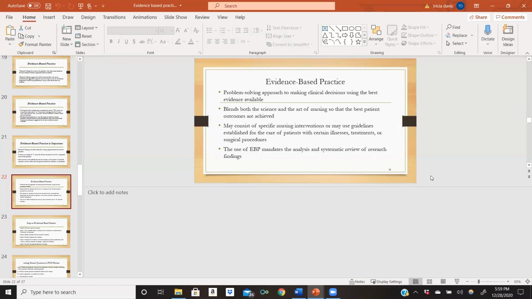Evidence-based practice is a problem-solving approach to making clinical decisions using the best evidence available. It blends both the science and the art of nursing so that the best patient outcomes are achieved. It may consist of specific nursing interventions or may use guidelines that are established for the care of patients with certain illnesses, treatments, or surgical procedures. And then the use of EBP mandates the analysis and systematic review of research findings.